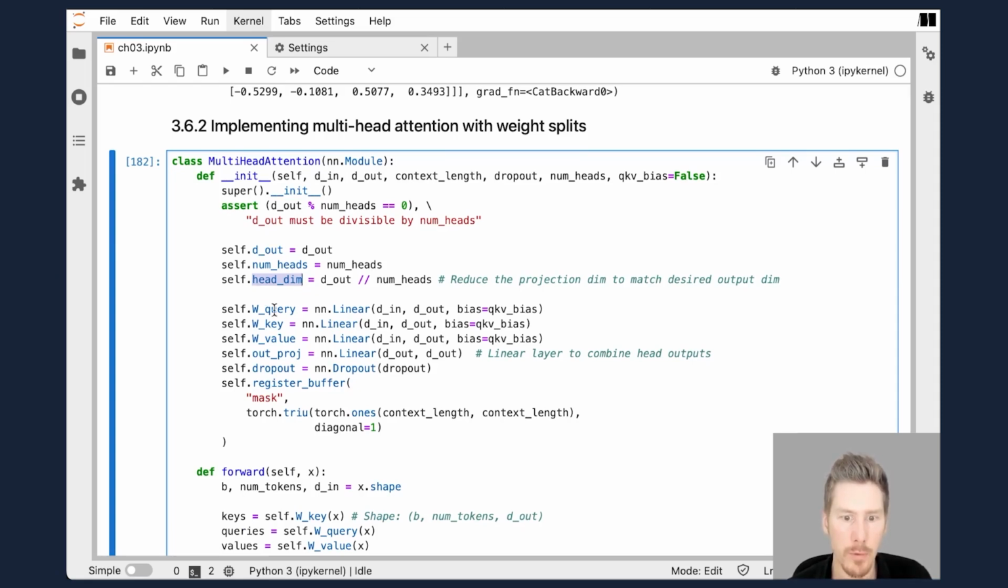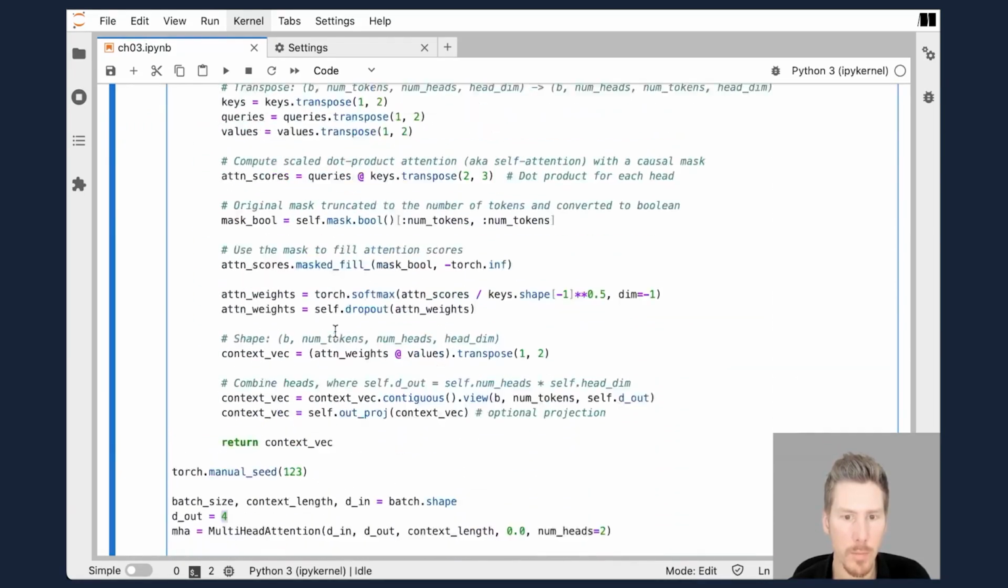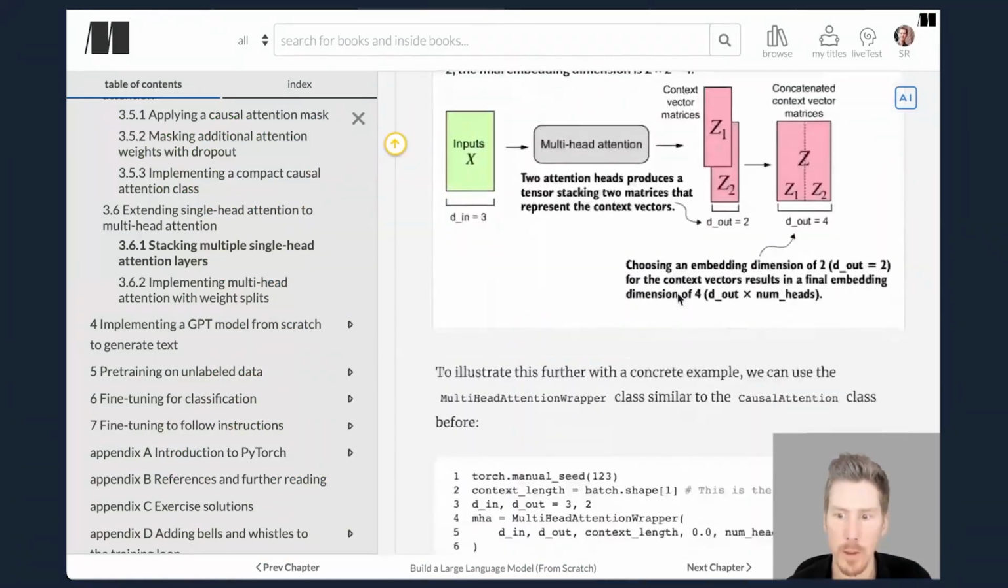Going a bit further down here, what we have is a query, a key, and a value like we had before, but they are bigger now. Before we had d_out of 2, so d_out was equal to 2. Now we have it set to 4, which means these are bigger weight matrices compared to our causal attention module before. Instead of concatenating multiple causal attention mechanisms, we are just using a bigger weight matrix here. I think I have a figure on that somewhere here.